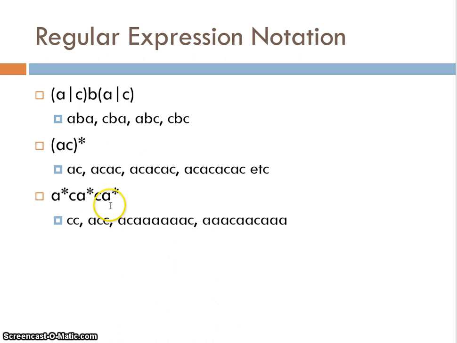This one, really important here: zero or more occurrences of A, followed by C, zero or more occurrences of A, followed by C, zero or more occurrences of A. So we've got to be careful not to, in our head, put brackets in there. This therefore gives an overview of regular expressions.